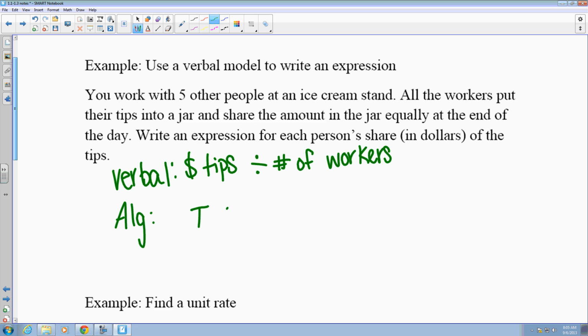And we're dividing that by how many people? Now when you read this, people right away go to 5 because that's the number that we're given. But it says you work with 5 other people. So that means 1 plus 5. So T divided by 6. Write an expression. That was it.